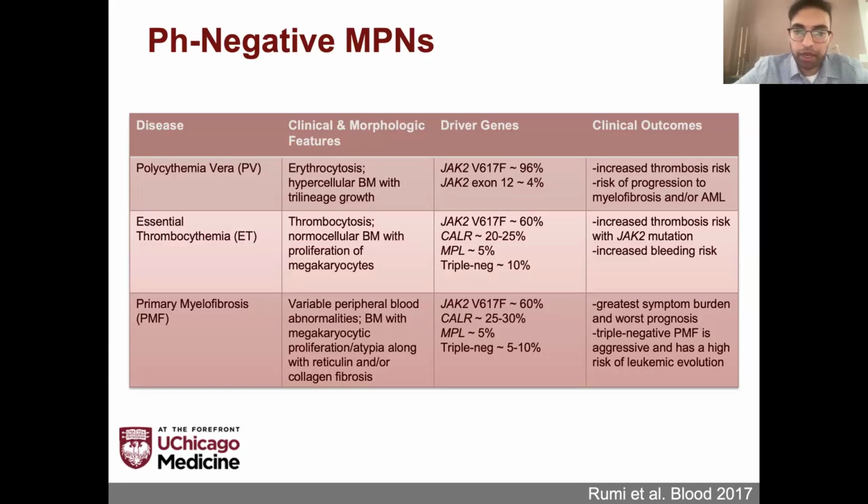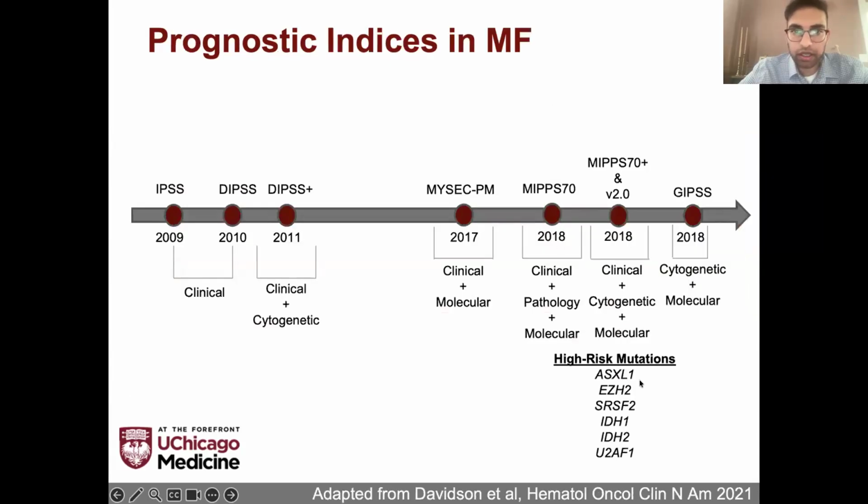The molecular makeup of primary myelofibrosis is very similar to ET, in that about 60% of patients have a JAK2 mutation, about 30% have a CALR or MPL mutation, and then another 5 to 10% have triple negative disease. In general, primary myelofibrosis has the highest symptom burden associated with it and has a higher risk of evolution to an accelerated or blast phase.